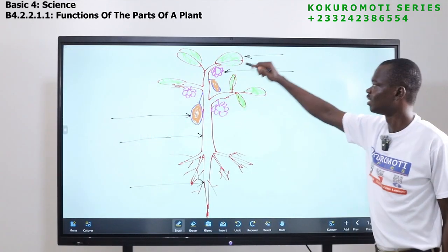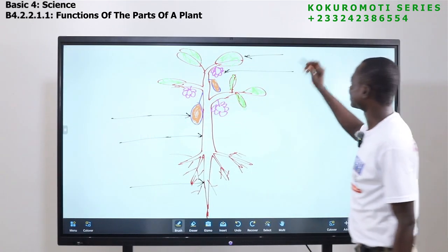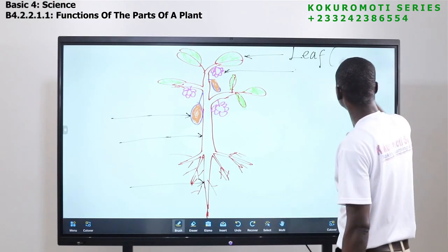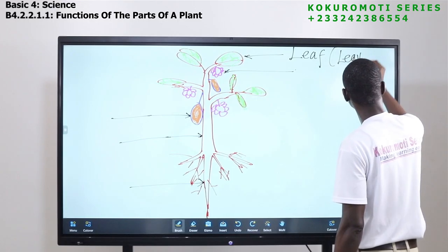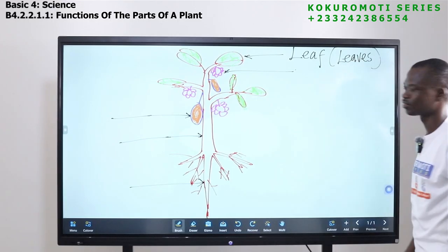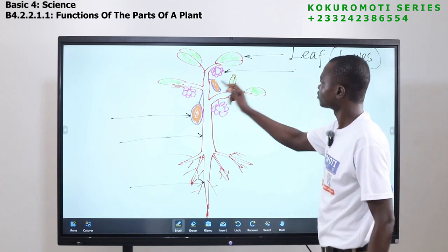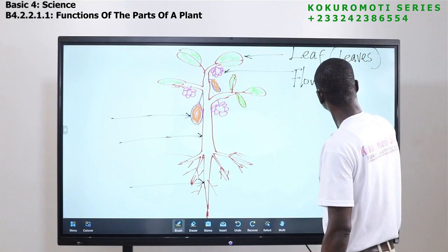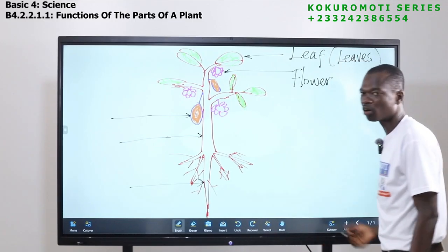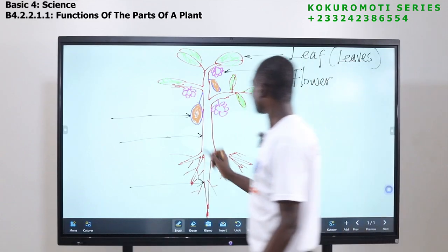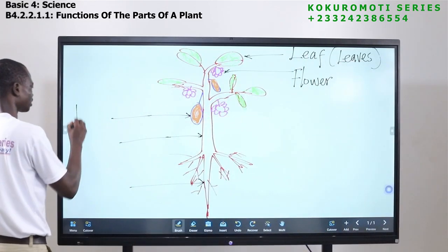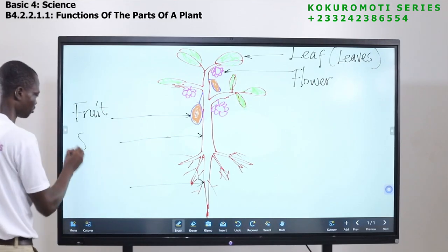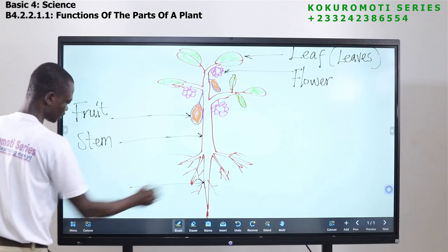What part is here? Is it the roots? No. This part is leaf. One is leaf. If there are more than one, you write leaves. Okay. This is the flower. So you write the flower here. If there are more, we say flowers. Which part is this? This is the fruits. Which part is this? This is the stem. Which part is this? This is the roots.